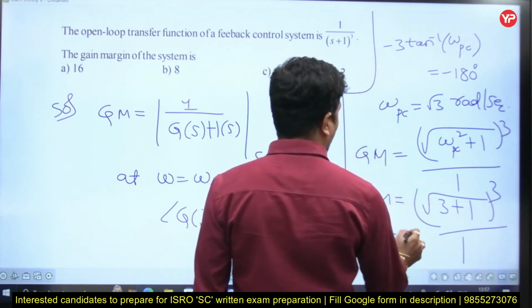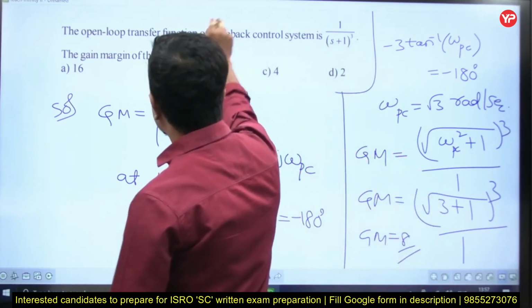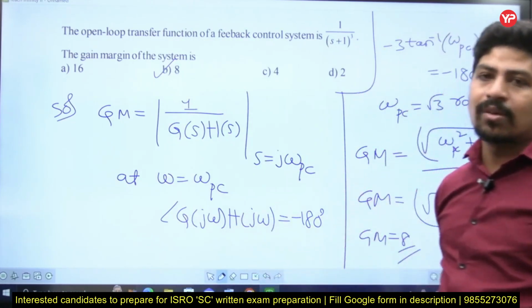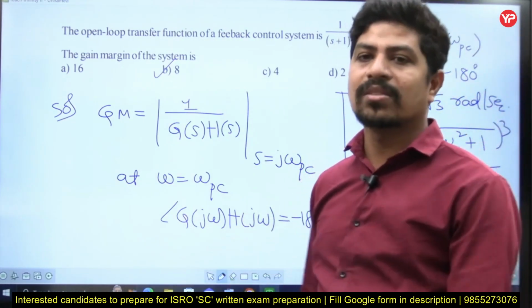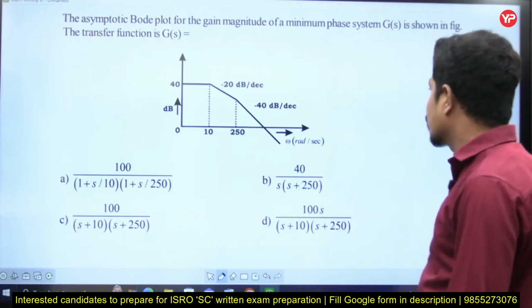Therefore gain margin is equal to 8. 8 is the answer. This is a direct formula based question. There is no concept to discuss, just formulas, right? Let's go to the next question.